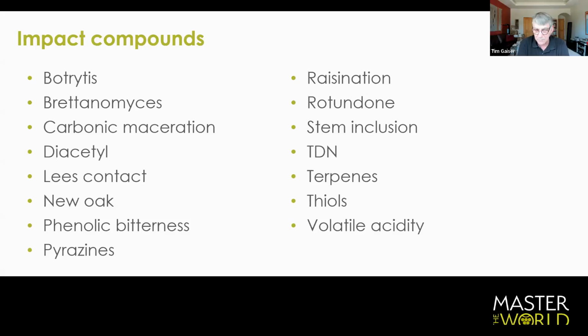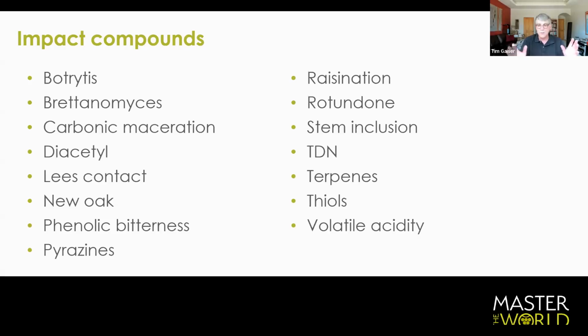Okay, all right. Rotundone, I think, is the last chemical name, and that means pepper. White pepper, black pepper. White pepper for Grüne Veltliner, black pepper for Zinfandel and Syrah, and other Rhone grapes. Okay, we're going to look for that today. Stem inclusion, we talked about. TDN is the fusel gasoline petrol note that you get in Riesling. And again, that's not unique to Riesling. It's in trace amounts in other white wines, but we usually associate it to Riesling.